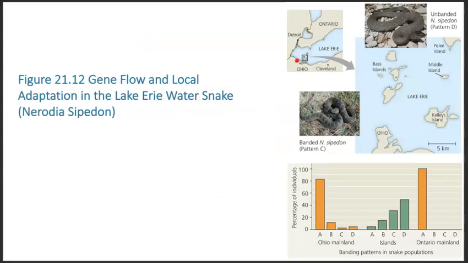So here's Lake Erie, right? And there's all these islands in Lake Erie. Here's Canada, here's the United States, and the unbanded versus the banded. So on the mainland of Ohio, we have a lot of banded, that's the type A, and type D is unbanded. And on the islands in between, there's way more unbanded. And then if we look at Ontario, basically all they have are the banded snakes.